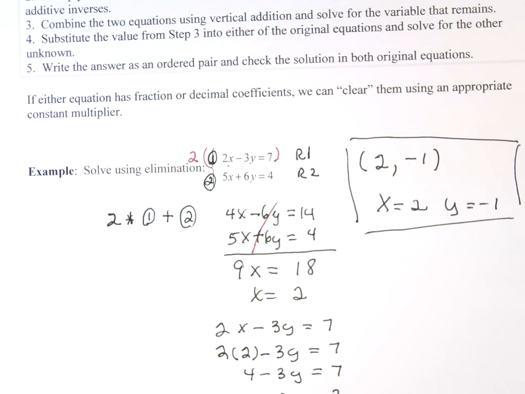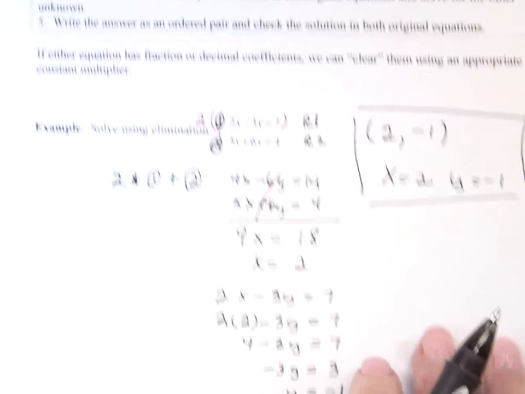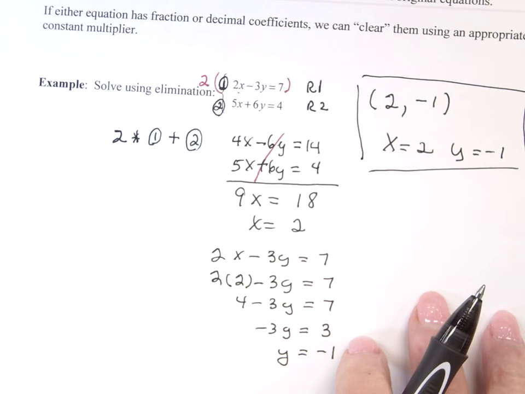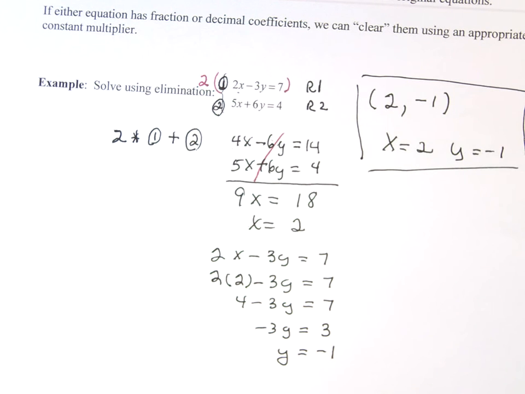That's the elimination method. And 90% of the time, or 95% of the time, when doing systems of linear equations, two equations and two unknowns, you use elimination rather than substitution, only if it looks like substitution is going to be the easier way to go.